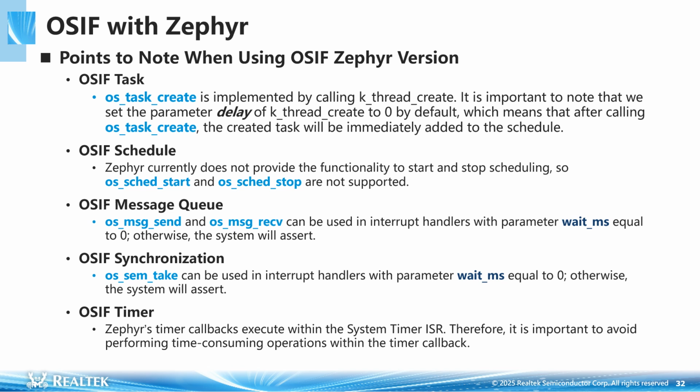When you use the OSIF Zephyr version on Realtek BLE SoCs, there are also some points you need to note like FreeRTOS version. For task module, OS task create is implemented by calling kthread create. It is important to note that we set the parameter delay of kthread create to 0 by default, which means that after calling OS task create, the created task will be immediately added to the schedule.